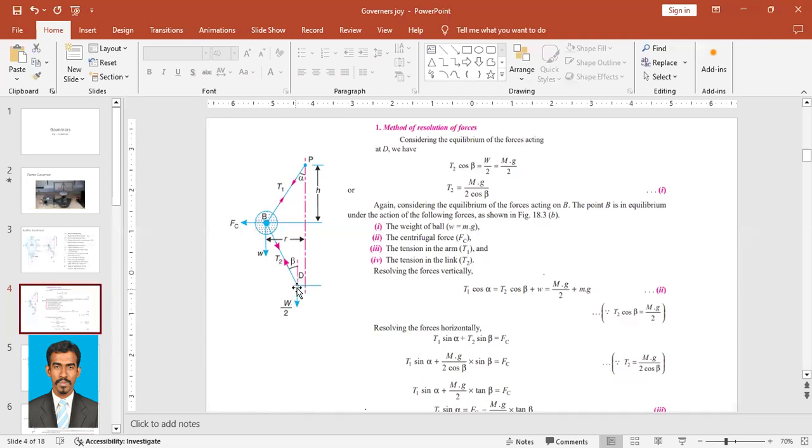So what are the forces acting on this D? First is the weight of it, that is W by 2. Second is the tension, T2. These are the only two forces acting on D, right?